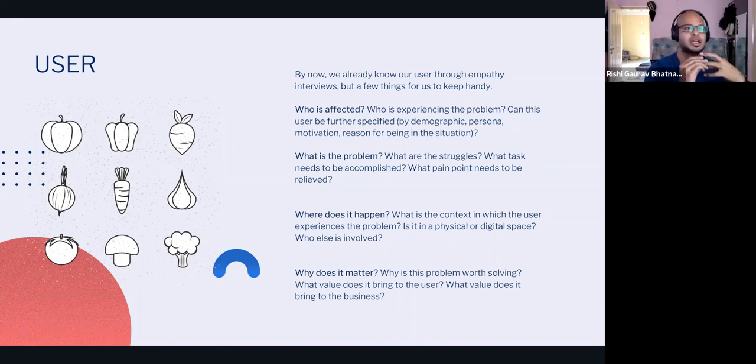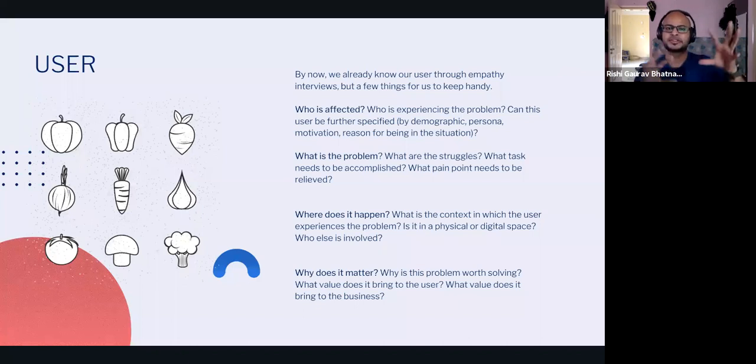We define them by people earning this much money, or people who are coming on a Sunday morning who want quick solutions to something. So we define everything properly. Who is defined? What is the problem? What are their struggles? What task needs to be accomplished? What are their pain points that need to be relieved? So we go a little bit deeper.